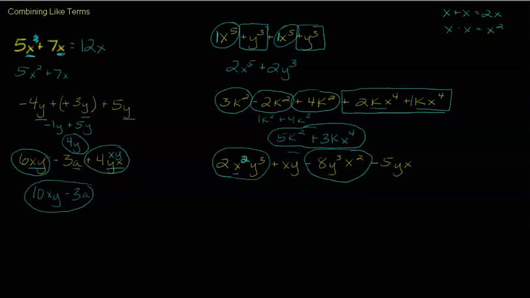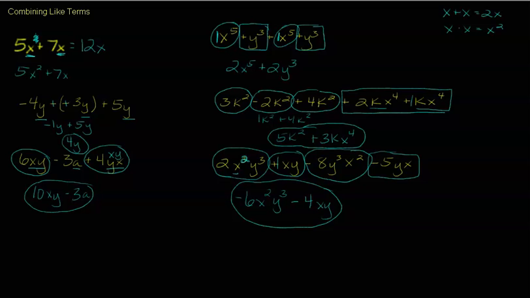Okay, now we have a positive 1xy, and we have a negative 5yx. Again, xy and yx are the same thing. So what's 2 minus 8? We can put those together. 2 minus 8 is negative 6x squared y to the third. All right, and we have a 1 minus 5. That's going to be negative 4xy. All right, so it gets tricky there, all right, with those.